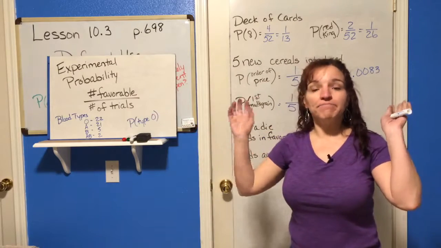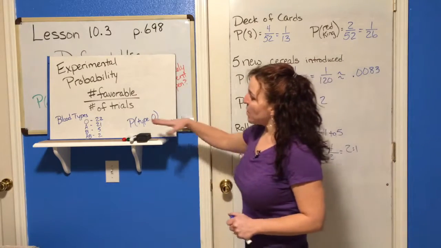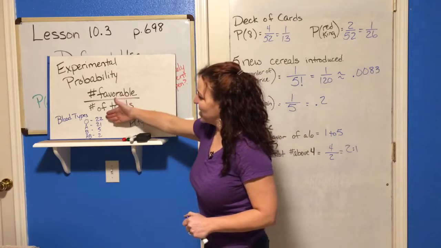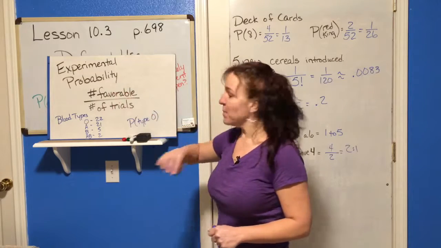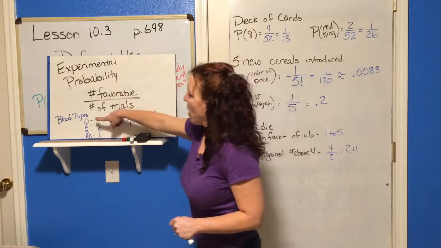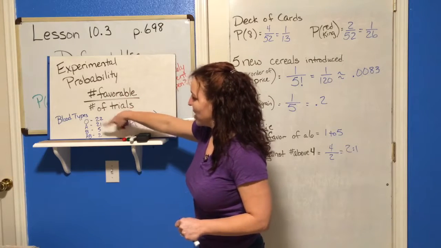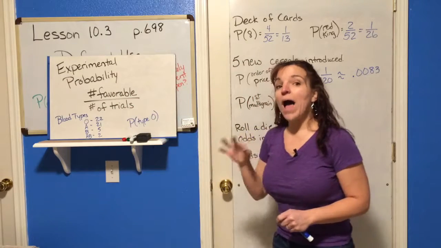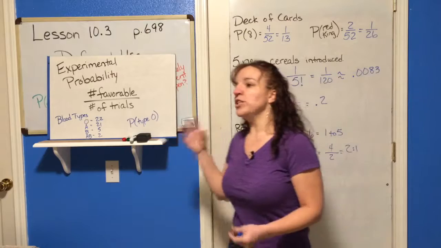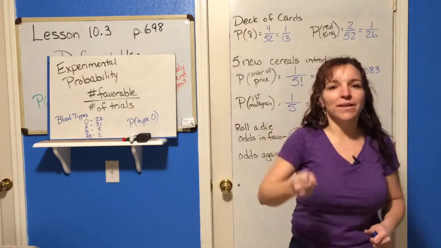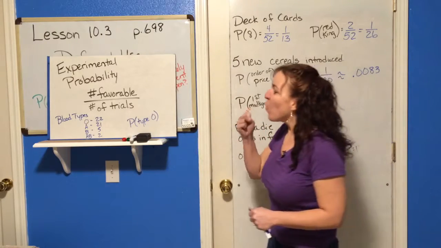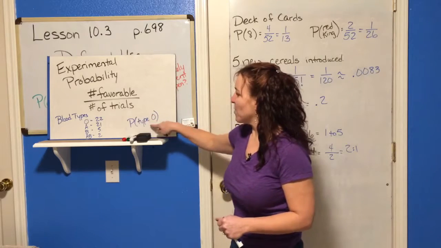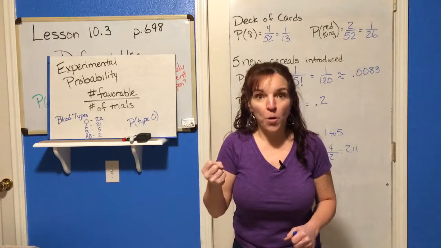we had a blood drive, and of these people that came in, this is the record of their blood types. So I had 22 people come in with O, 21 with A, 5 with B, and 2 with AB. So I want to know, if I just reach into that fridge and pull out a packet of blood, what's the probability that I'm going to pull out a type O?